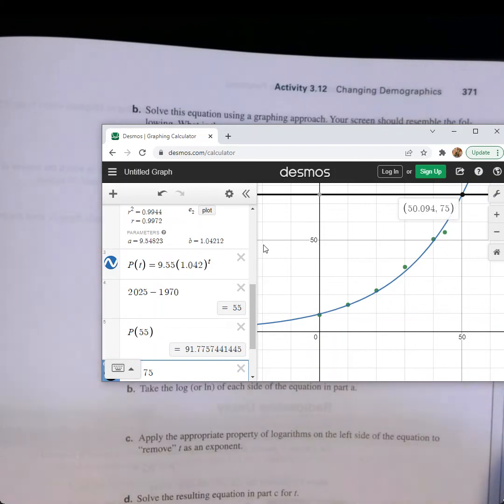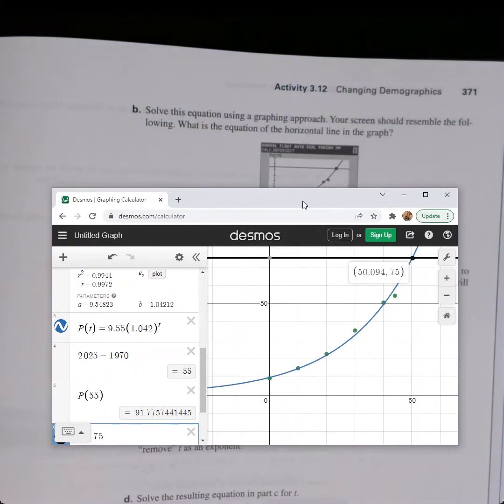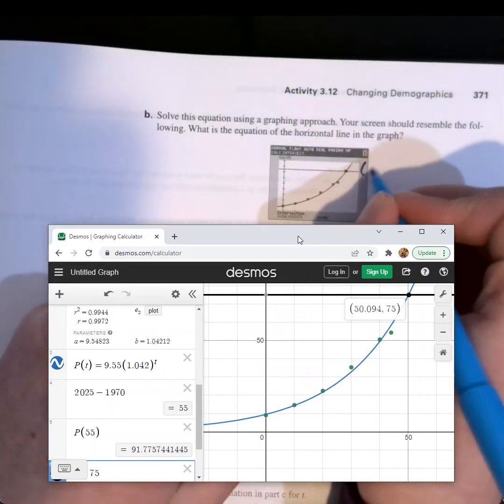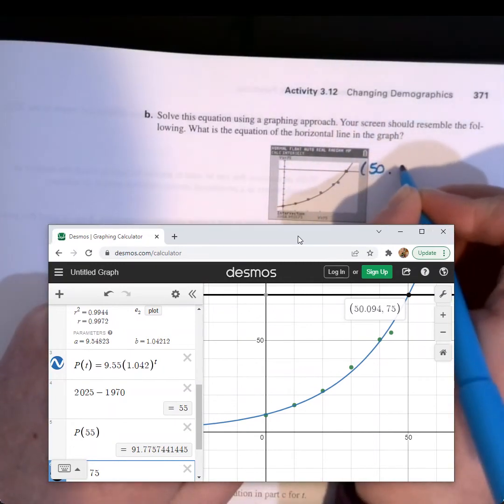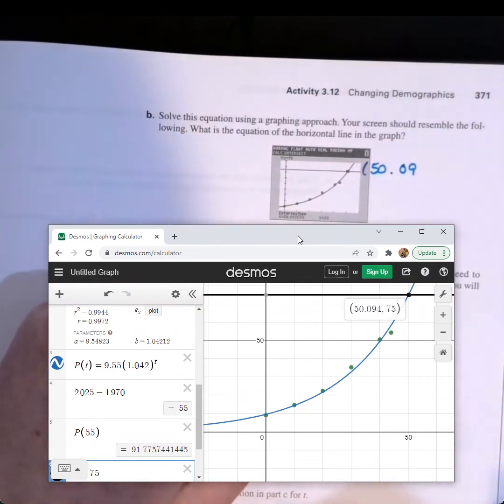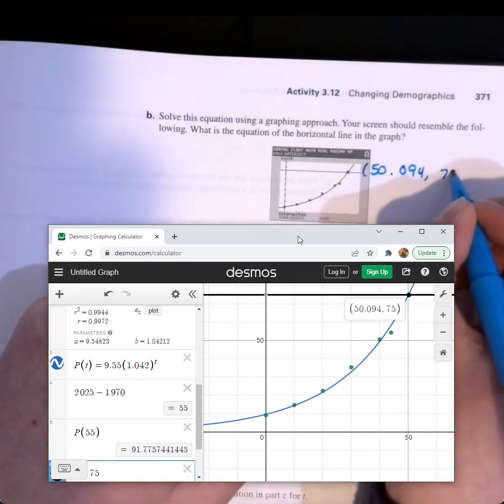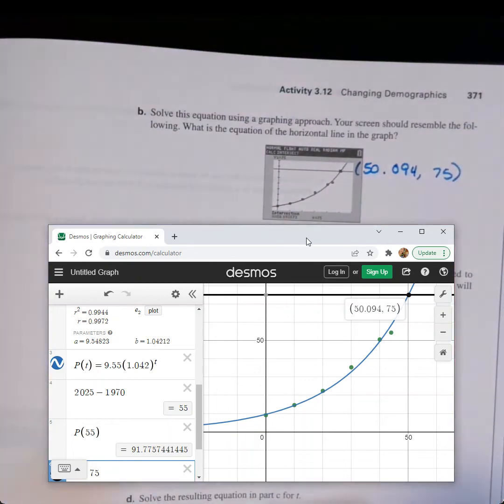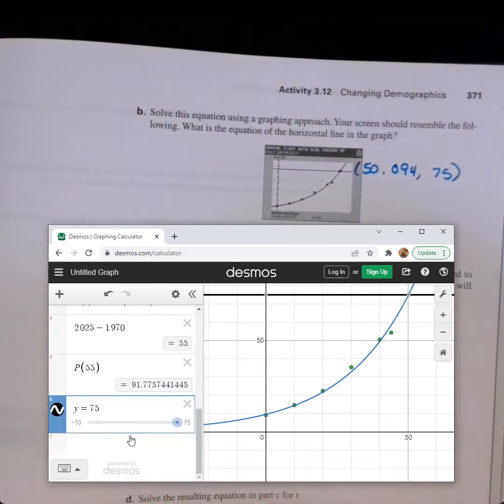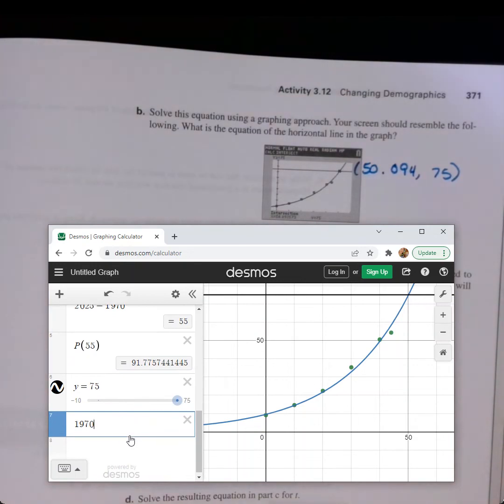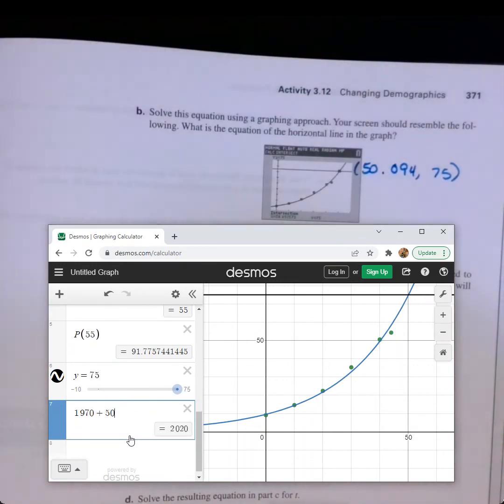And 50.94. So this ordered pair up here is going to be at 50.09. That's a big difference between 50.9 and 50.09. I misread that at first. And that's 50 years after 1970. So that puts us in 2020.